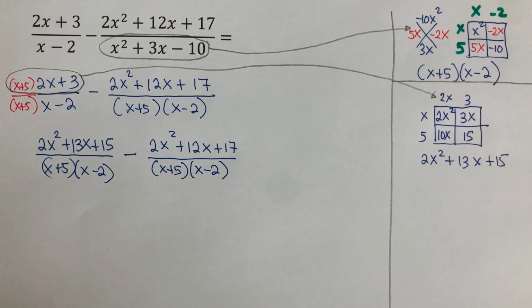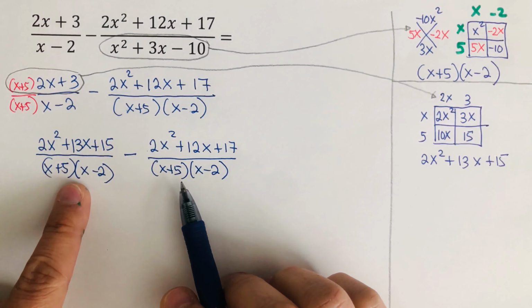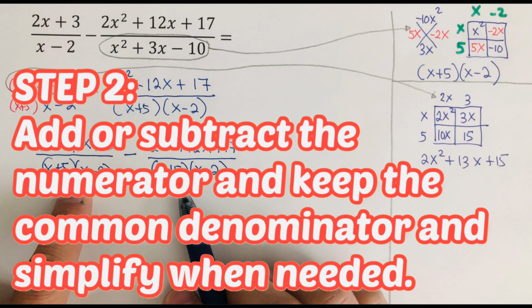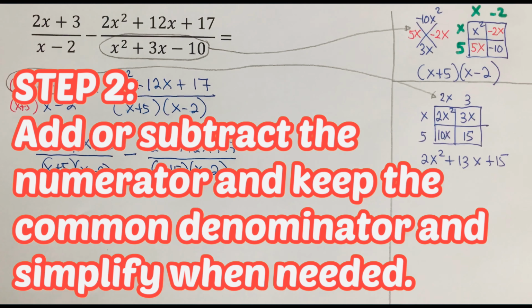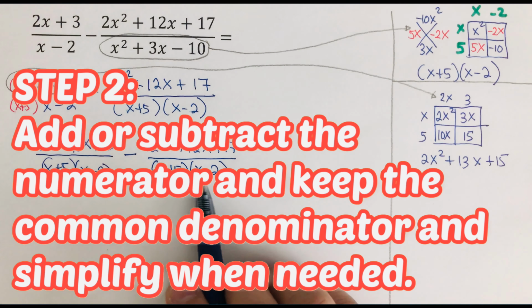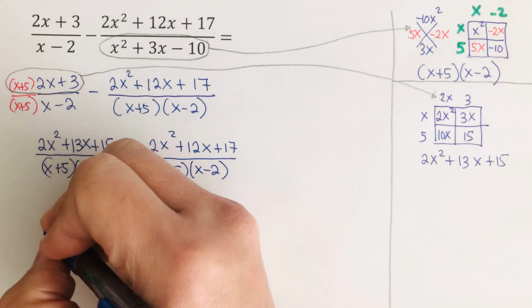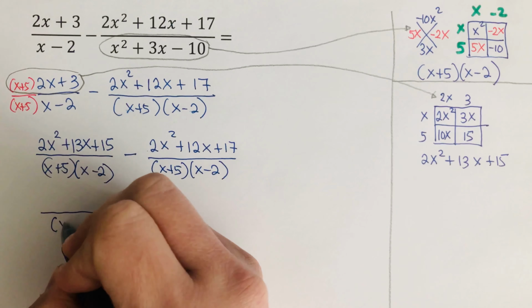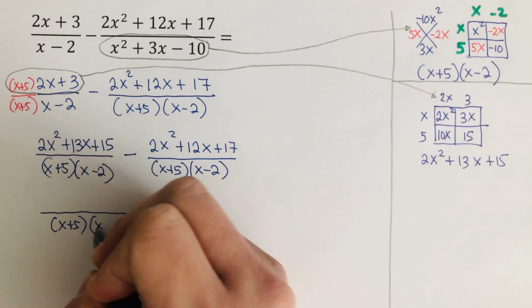Okay, since their denominators are already the same, we can move on to the second step. The second step is to add or subtract the numerator and keep the common denominator. So in this case right here, they already have a common denominator, so I will keep it. I'm just going to go ahead and write their common denominator down here. So that is x plus 5 and x minus 2.